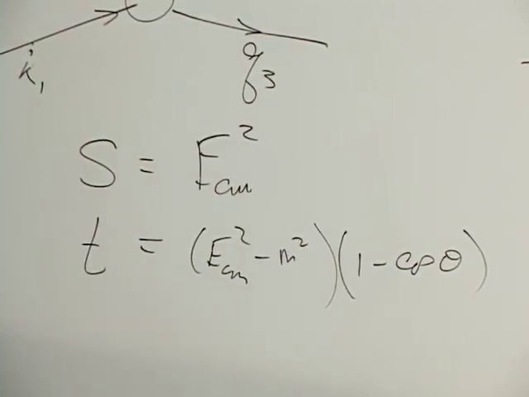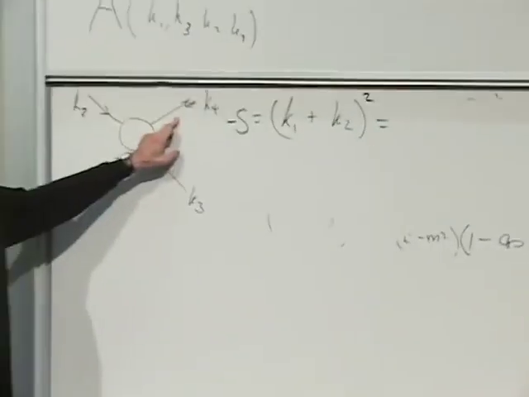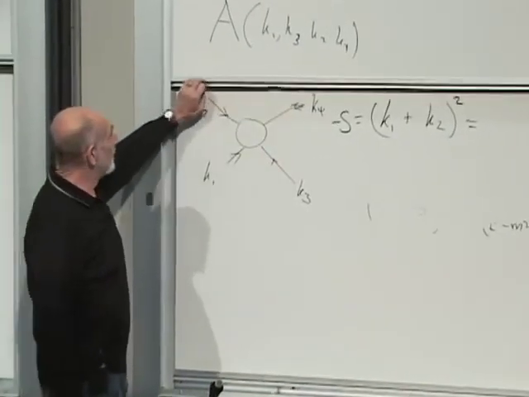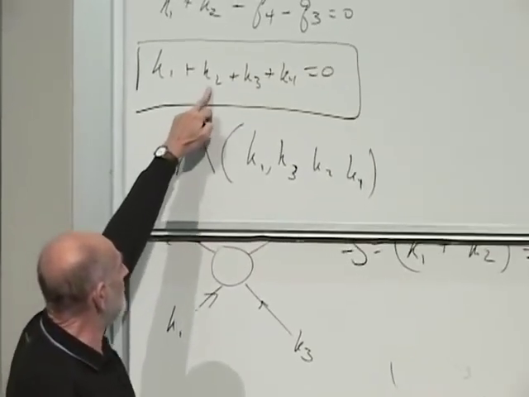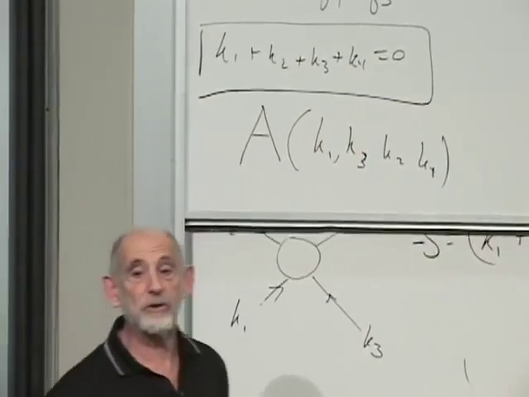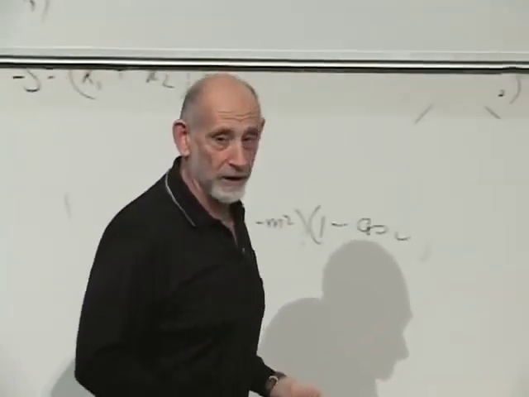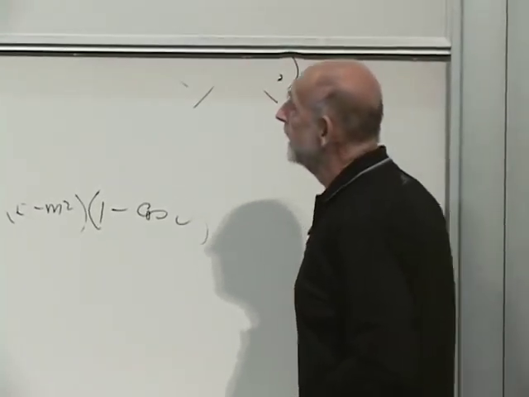All right, so we have K1 plus K3 squared. How about K2 plus K4 squared? Is that different? Well, if you go back up to here, K1 plus K3 is minus K2 plus K4. So K1 plus K2 squared is the same as K3 plus K4 squared. It's also T. Is there another combination?